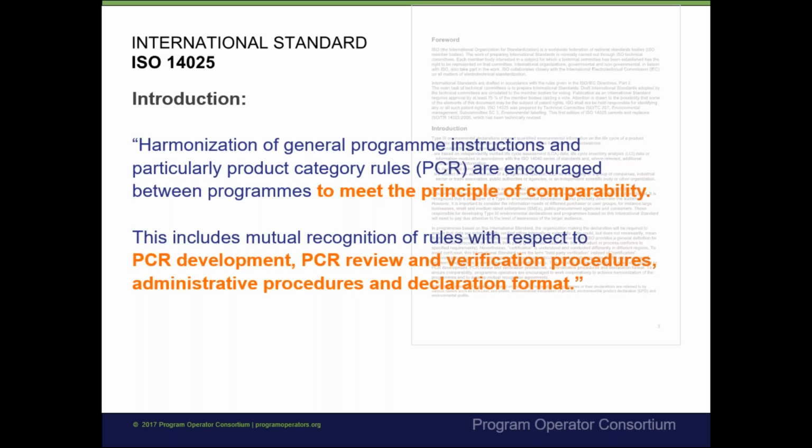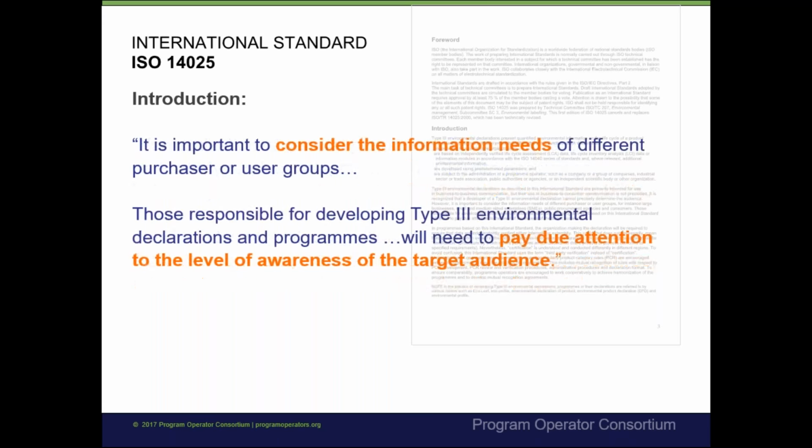So in the introduction right there, it lays out that the harmonization of general program instructions and particularly product category rules are encouraged between programs to meet the principle of comparability. So right in the introduction, it starts talking about comparability. And it goes on to say that includes mutual recognitions of rules with respect to PCR development, review, verification procedures, administrative procedures, and format. So 14025 itself calls for standardization, comparability, and knowledge sharing.